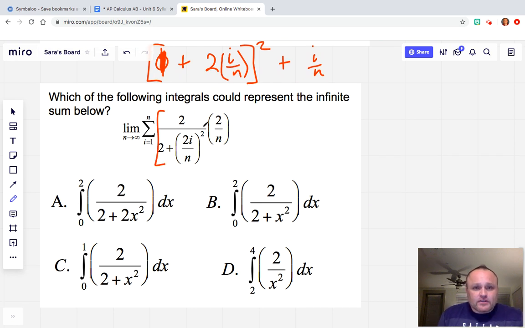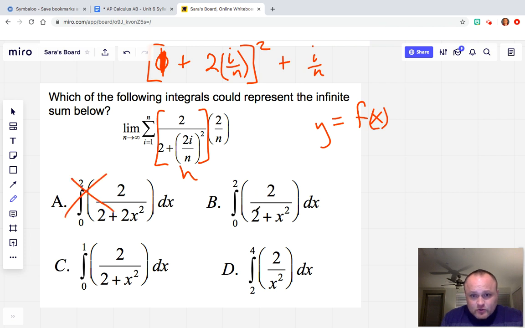So all of this is the y value, aka the height, aka the function f of x, the integrand. So we have 2 over 2 plus something squared. So it's not going to be this one. It could be b. It's not going to be d because it doesn't have this constant on the bottom. So it could be b or c right now.